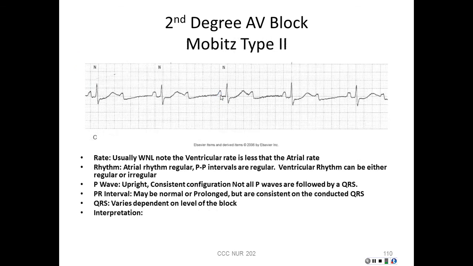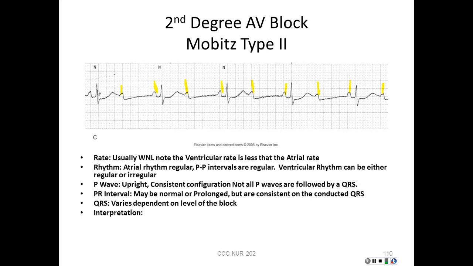So let's look at a second degree AV block, Mobitz type 2. Again, as you look at your strip, look at your ventricular rate: 1, 2, 3, 4, 5. So we've got a ventricular rate of 50. Then let's look at our atrial rate. We've got a P wave, 2, 3, 4, 5, 6, 7, 8, and 9. We may not count that one, but there's probably one right before this, but we don't know.